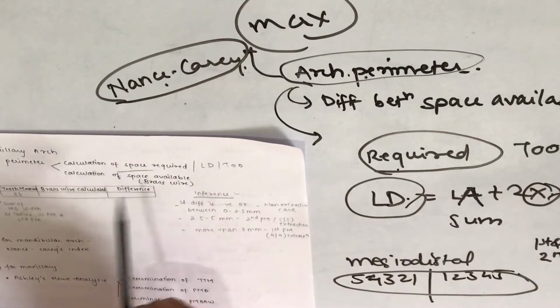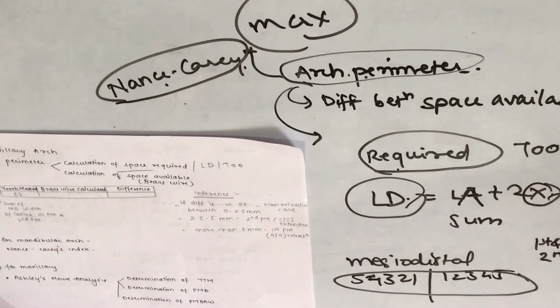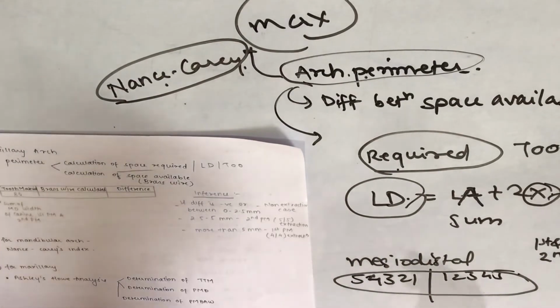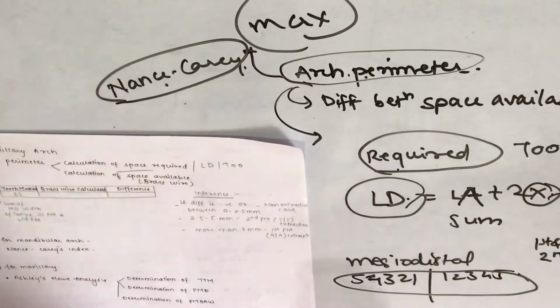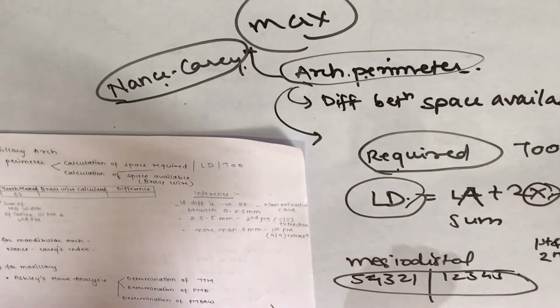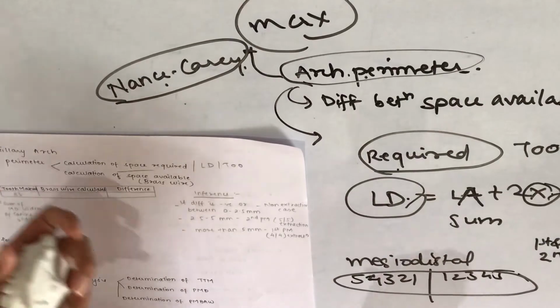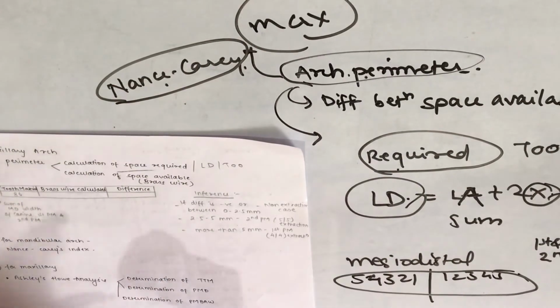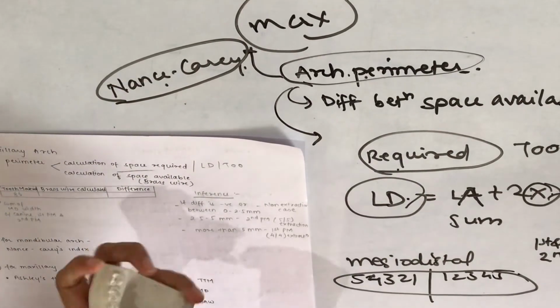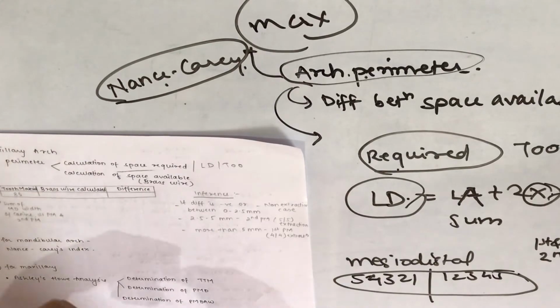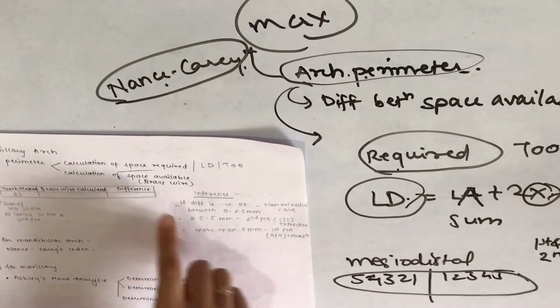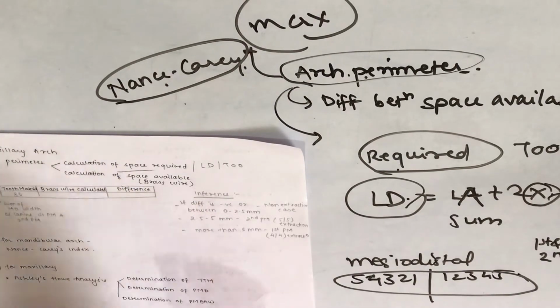Then next is the calculation of the space which is available. Now this we are doing with the help of a brass wire. Right now I don't have a brass wire, so this is just a normal stainless steel wire which I am using. But brass wire is quite easy to mold. What you are going to do in this space available is measure this arch perimeter using this brass wire.